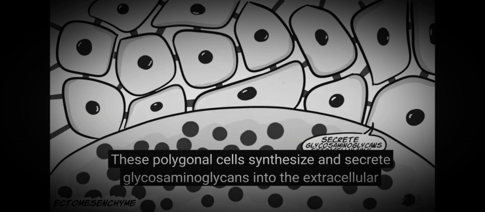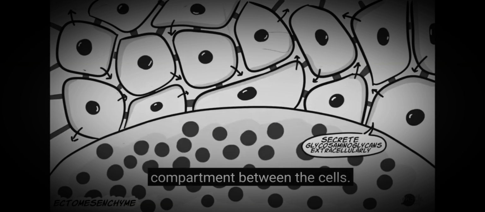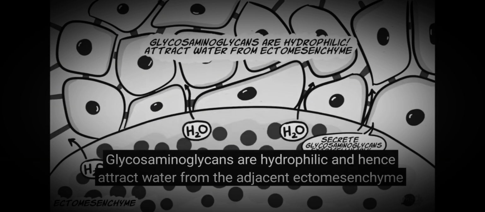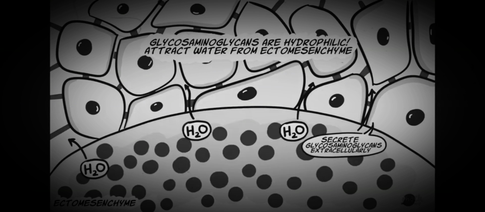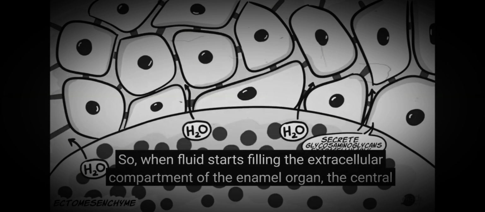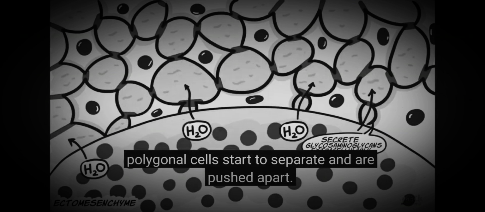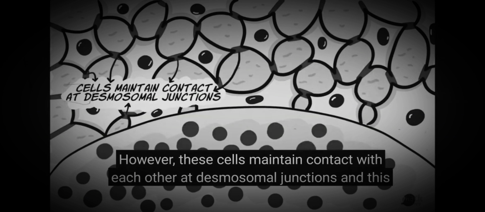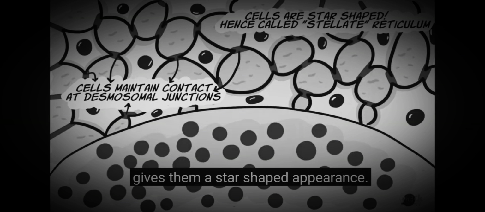These polygonal cells synthesize and secrete glycosaminoglycans into the extracellular compartment between the cells. Now glycosaminoglycans are hydrophilic and hence attract water from the adjacent ectomesenchyme into the enamel organ. So when fluid starts filling the extracellular compartment of the enamel organ, the central polygonal cells start to separate and are pushed apart. However, these cells maintain contact with each other at the desmosomal junctions, and this gives them a star-shaped appearance. They are thus called stellate reticulum.